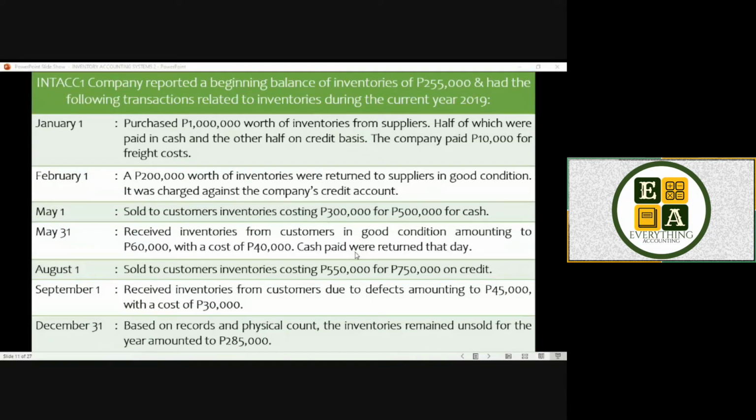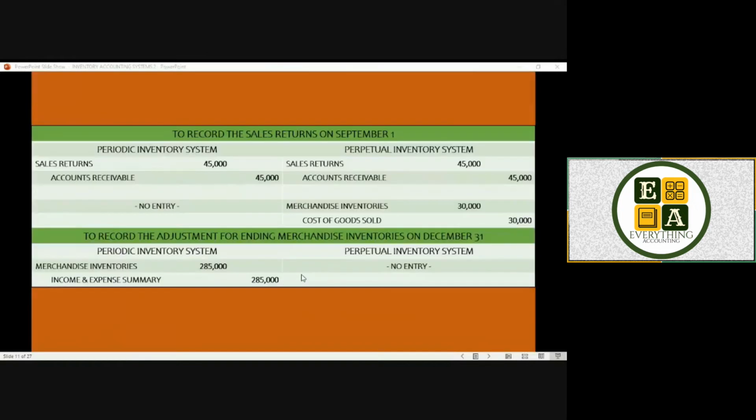Then December 31, last transaction based on records and physical count, the inventories remained unsold for the year is 285,000. So, may natira pa daw na unsold inventories, good for 285,000. So, yung journal entry natin dyan, under periodic inventory system, debit tayo ng merchandise inventories, 285,000, then credit tayo income and expense summary, 285,000. But under perpetual inventory system, wala na po tayong journal entry dyan.